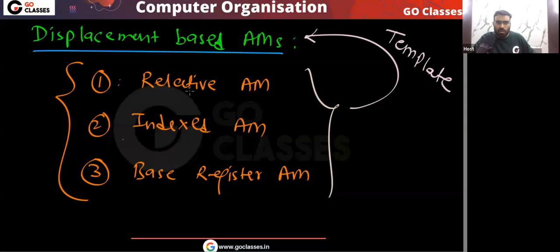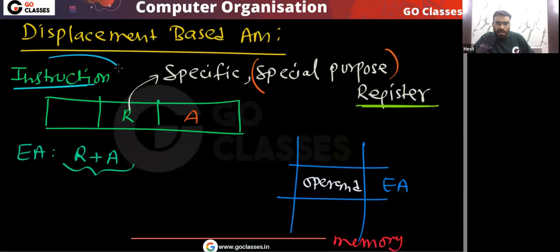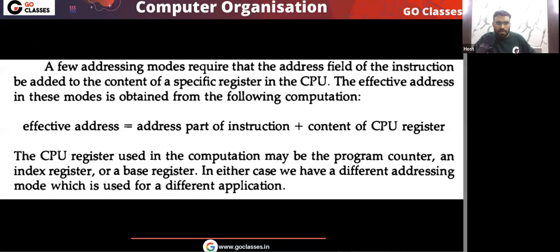Is this clear? Let me know. Means they have the same template. These three addressing modes, they have the same template. And what is the template? Your instruction has R comma A, and the effective address will be R plus A. If you go to this address, you will find your operand. So very simple. That's it. Is this clear? Let me know.